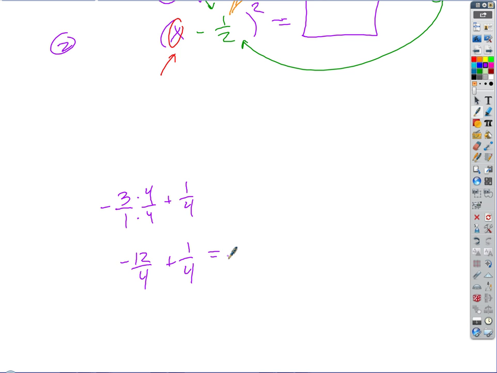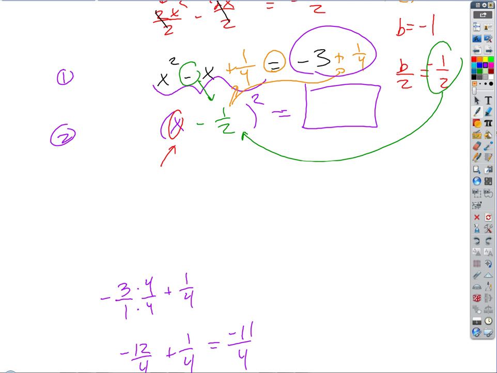11, isn't it? Because I leave the bottom the same, and I just combine the tops. -12 plus 1 is -11, right? So that's the number that goes there, right? And so really all I'm doing then is I'm just going to solve that. Let me rewrite that. That's really messy. But that's the completing the square part, isn't it?